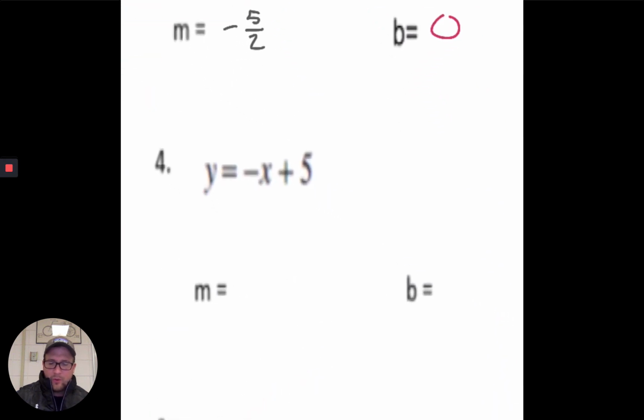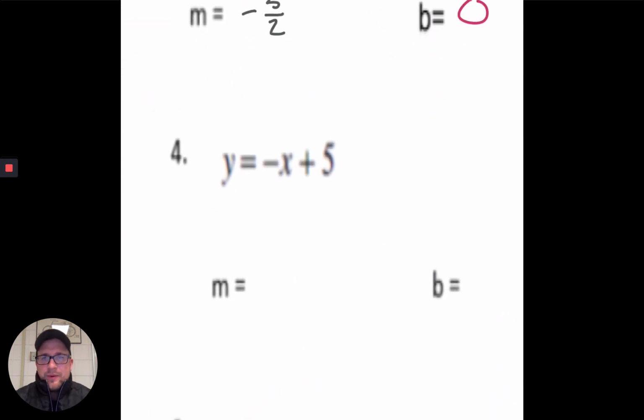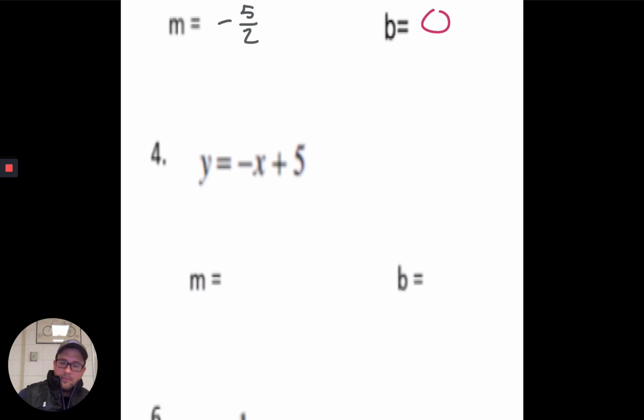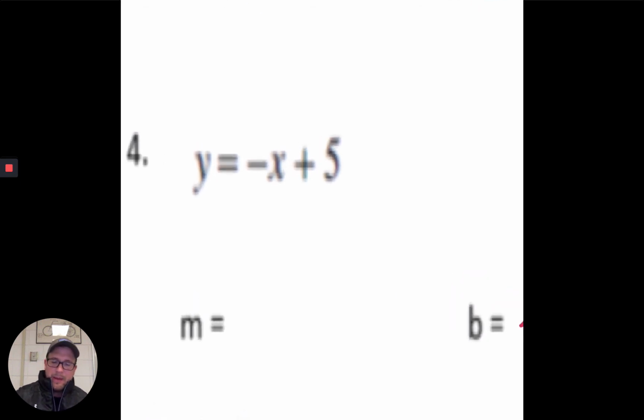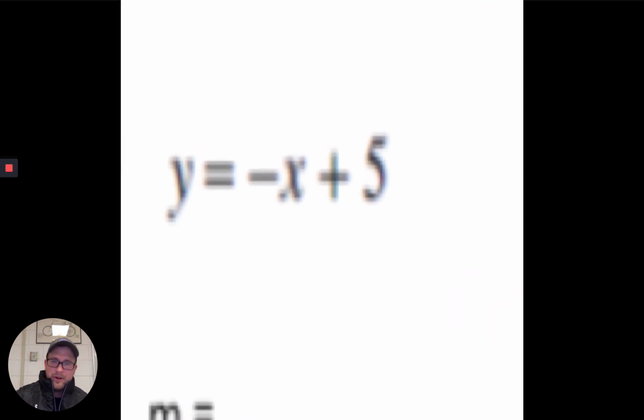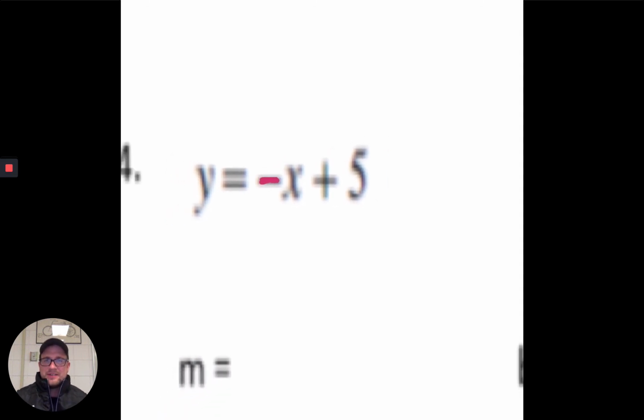Let's do the one right below it, number 4 here. This one, I think we got a little bit of a missing number situation too. We can see our b value right away. Remember, it's the number that's added or subtracted to the end here. It's that 5. That's your b. The issue is our slope in this one. It's gone. Now, if you look at this one and you're thinking to yourself, okay, well, how could I disguise it? Remember, your slope has to be the number in front of x. Right now, the only thing in front of x is that negative sign.